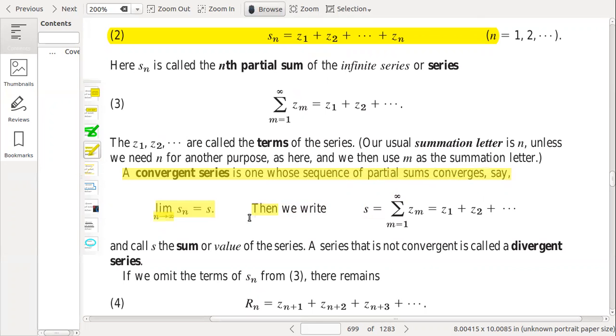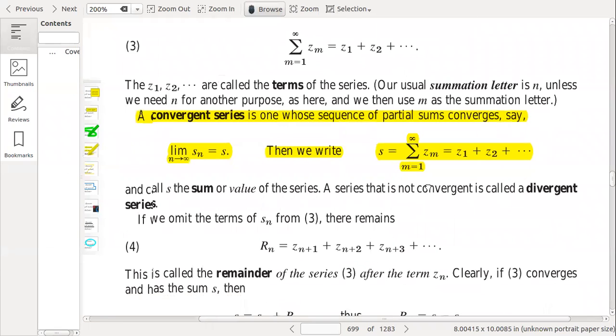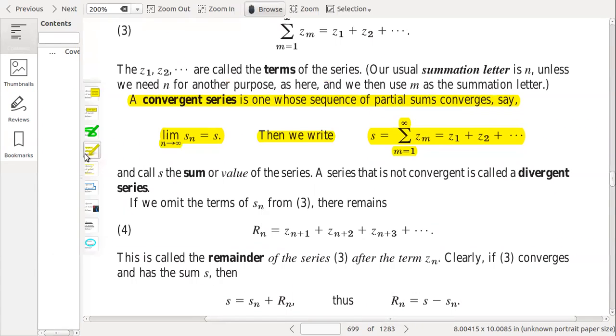Say the limit as n approaches infinity of Sn is equal to S. Then we write the sum from m equal to 1 to infinity of Zm as Z1 plus Z2 plus so on, and call S the sum or value of the series. A series that is not convergent is called divergent. So a series which is not convergent is called a divergent series.